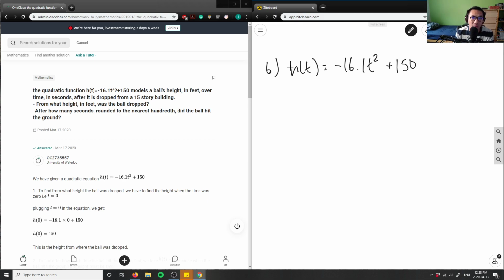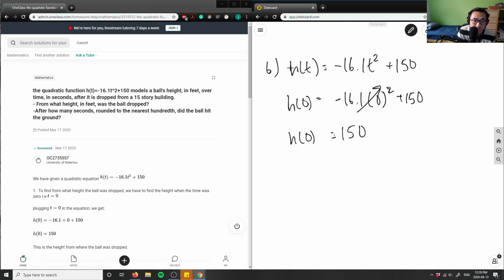Because the ground is 0, I would then get some sort of time. So if I sub in time equals 0, it'll give me the initial height. So h at 0 equals negative 16.1 times 0 squared plus 150. Anything times 0 is 0, so this cancels out, which means h at 0 equals 150, and this is in feet. So my ball was first dropped at a height of 150 feet. So this is 6a.